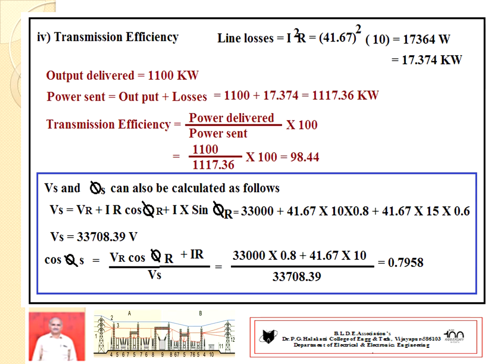This one problem may give 8 to 10 marks. All calculations are easy, the only complication is the use of the vector diagram. The same thing can be expressed for Vs by using the previous expression, Vr plus I into r cos phi r plus I into x sin phi r. It may also work out, and cos phi s you are getting almost the same, but you have to go for the first method.